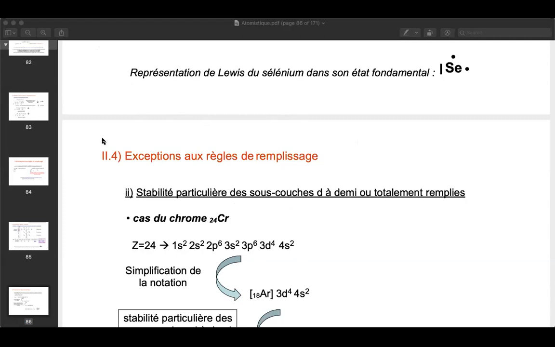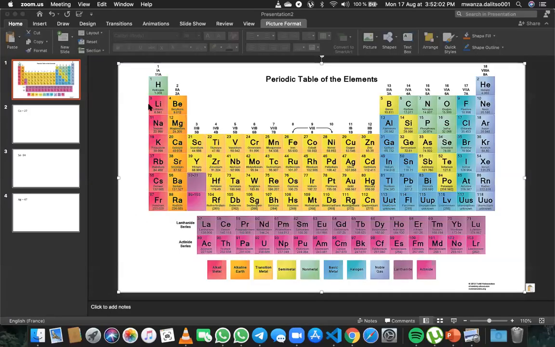Can you see the periodic table now? No, I can't see it. There's no periodic table. I can't see anything. Oh, sorry. Can you see it now? Yes. Okay, well, I didn't share.